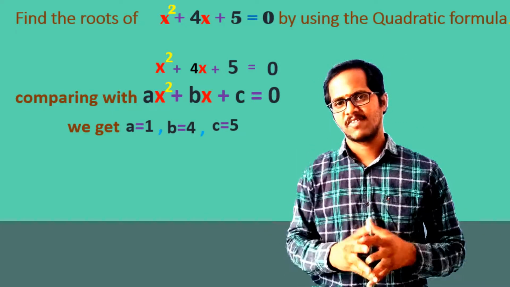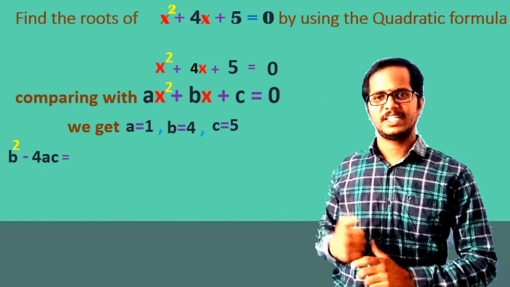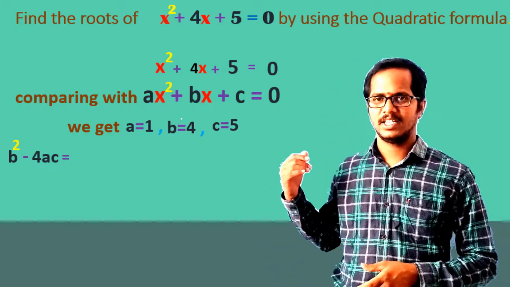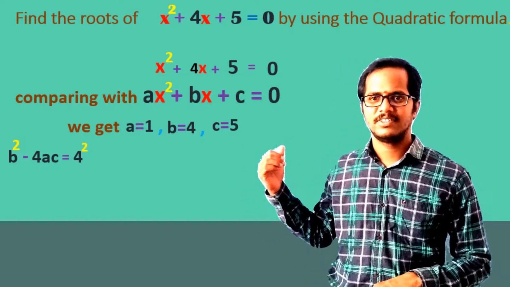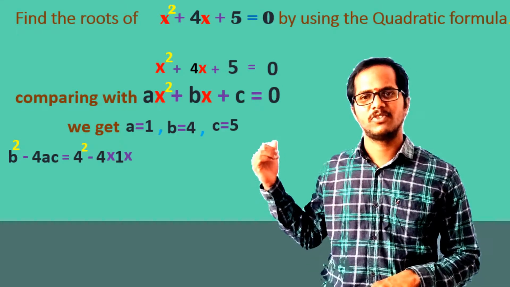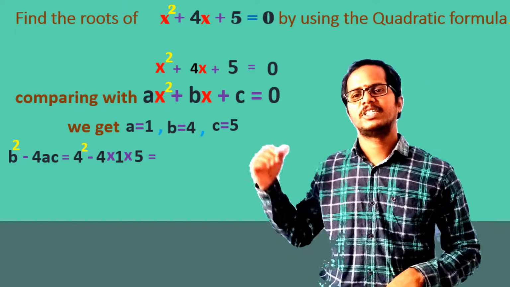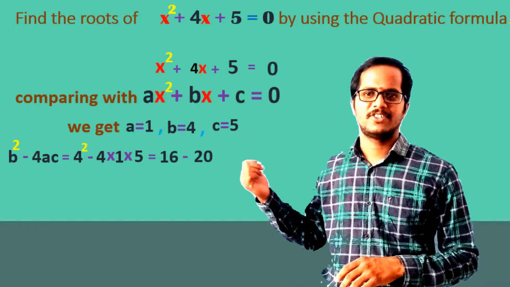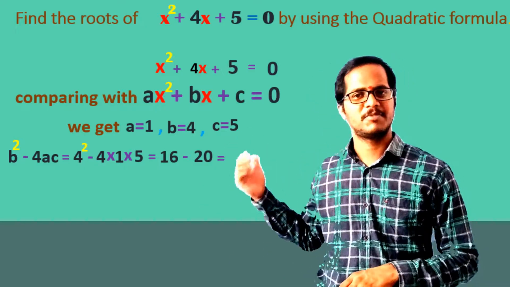So before using the quadratic formula, first we have to find the value of b square minus 4ac. So by substituting the values of a, b, c in b square minus 4ac, we get b square equals 4 square minus 4 into a value, which is 1, into c value, which is 5, so 4 into 1 into 5. Now by simplifying this, we get 4 square equals 16, minus 4 into 1 into 5, we get 20. So we get 16 minus 20. So by subtracting 20 from 16, we get minus 4.